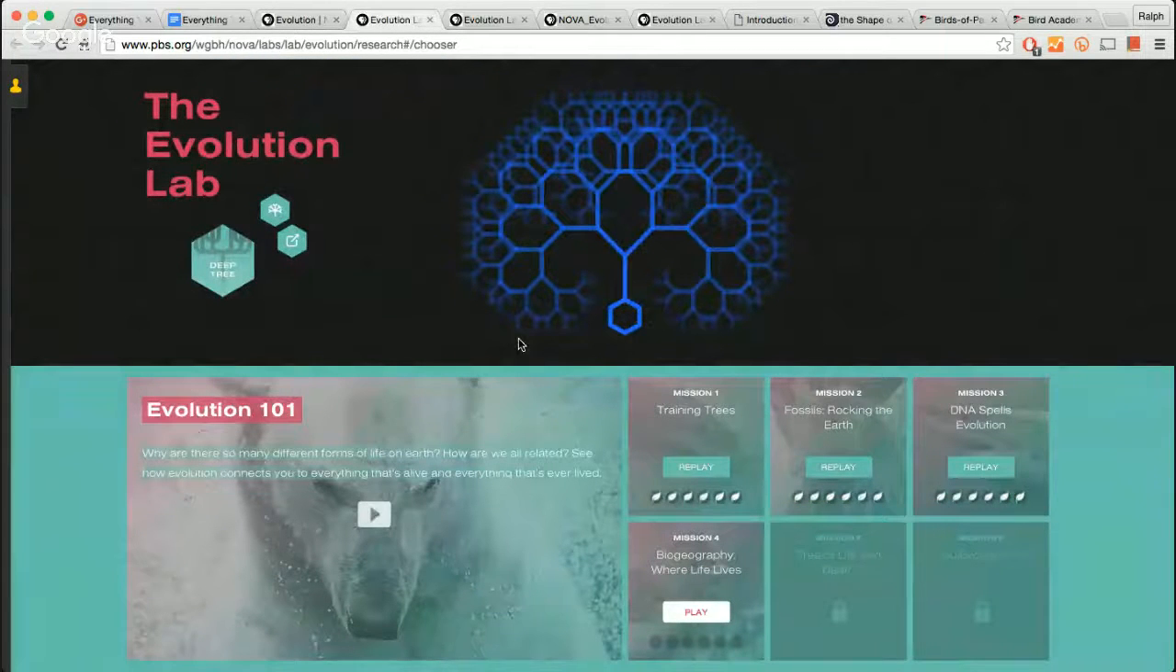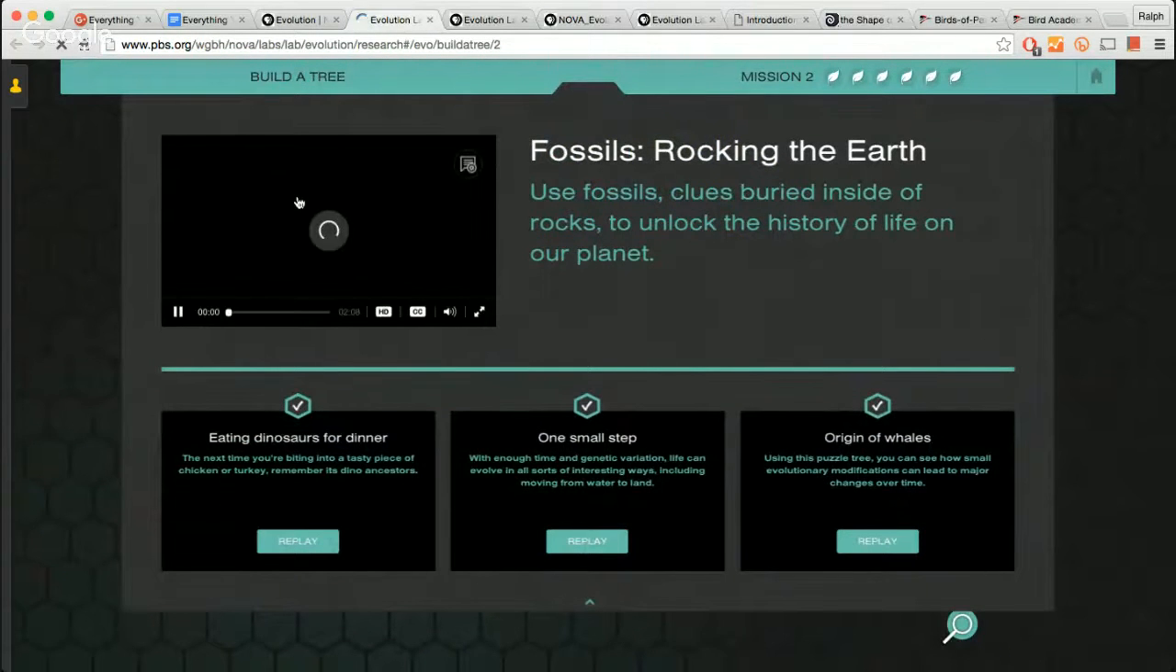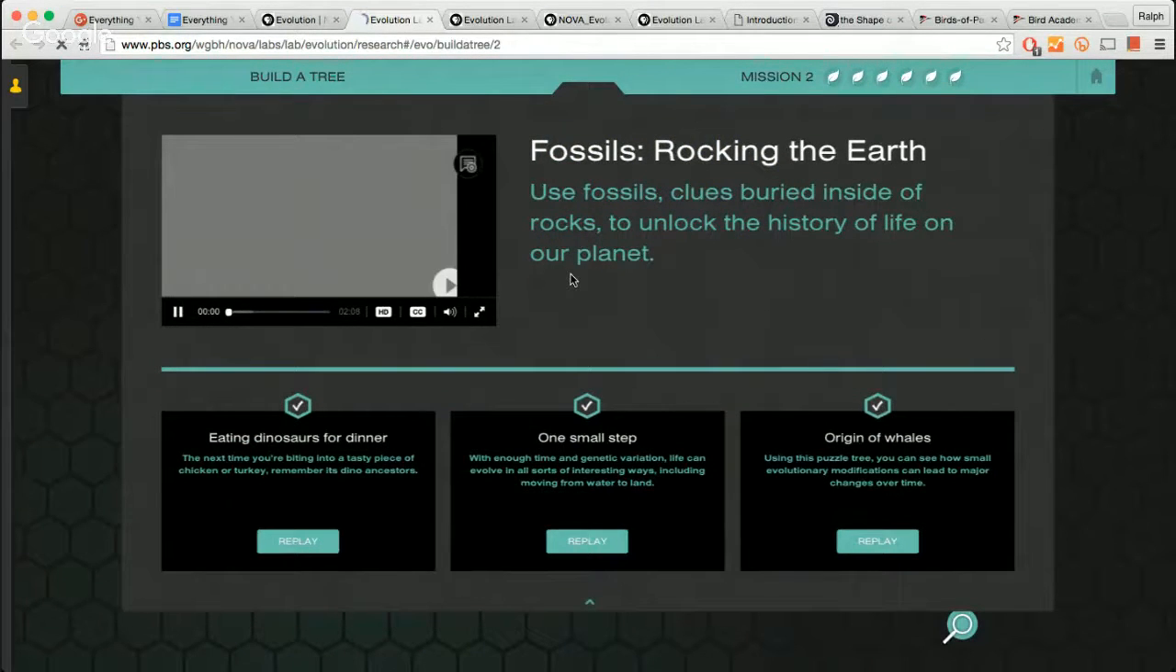This is the homepage for the game, and there are two main portions. First is the game called Build a Tree. Here you should see these missions, and each one contains 3 levels. I'll hop in to show you what one of these levels looks like. This is the level for fossils. Each mission covers a different evidence for evolution, and in this one, students build phylogenetic trees using fossil evidence.